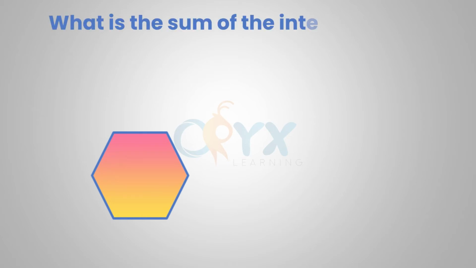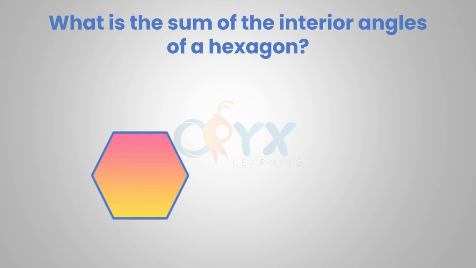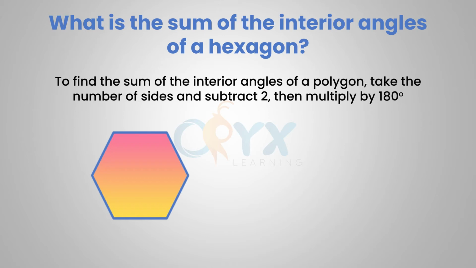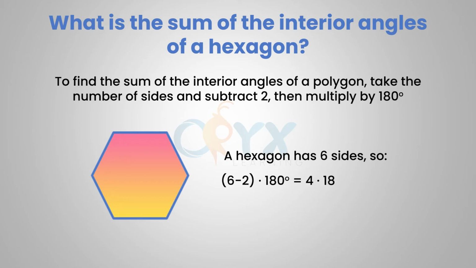What is the sum of the interior angles of a hexagon? To find the sum of the interior angles of a polygon, take the number of sides and subtract 2. Then multiply by 180. A hexagon has 6 sides by definition, so we can take 6 minus 2 times 180. Well, 6 minus 2 is 4, and 4 times 180 is 720. So the sum of the interior angles of a hexagon is 720 degrees.